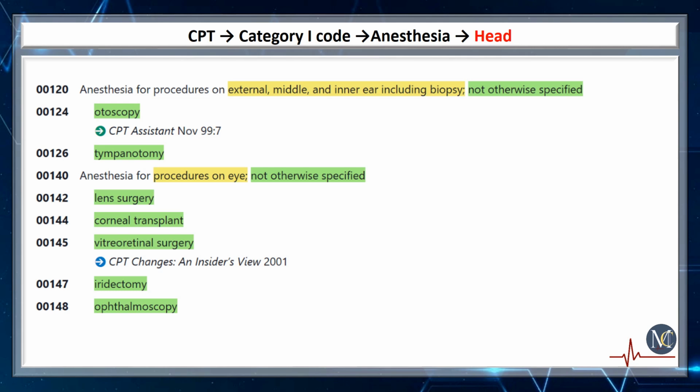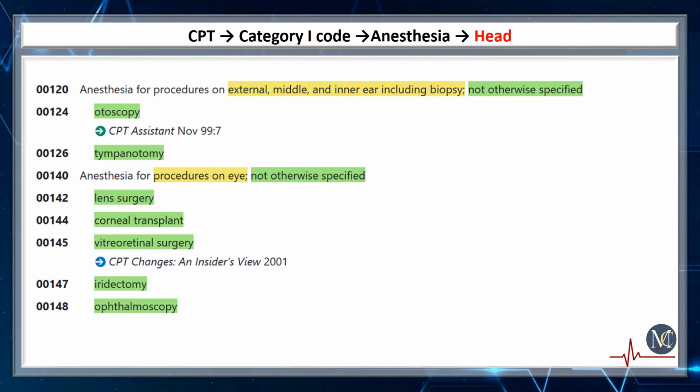Next code is 00145, vitreoretinal surgery. This means that the provider administers anesthesia services to treat eye problems involving the retina, macula, and vitreous fluid. Next code is 00147, iridectomy. Ectomy means removal. It means the removal of part of the iris. The provider provides anesthesia services to remove the part of the iris.